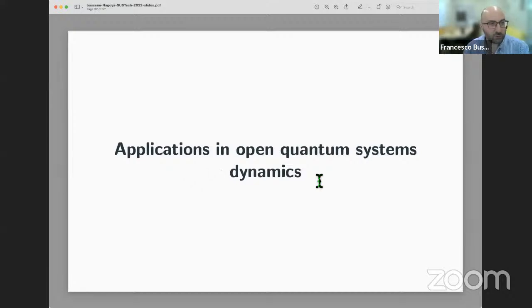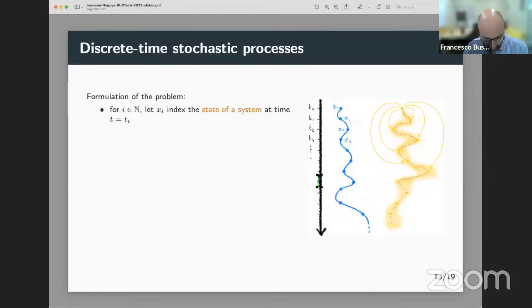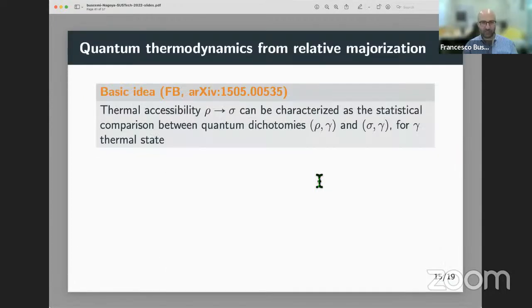It is also possible to apply these things in open quantum system dynamics, but I don't have so much time. So let me think. Maybe I will go through this and then skip the final part. I don't know what is more interesting, open quantum system dynamics or quantum thermodynamics? What would you prefer to hear? Masahito, what do you prefer to listen about? Thermodynamics. Okay, so let's go to thermodynamics.